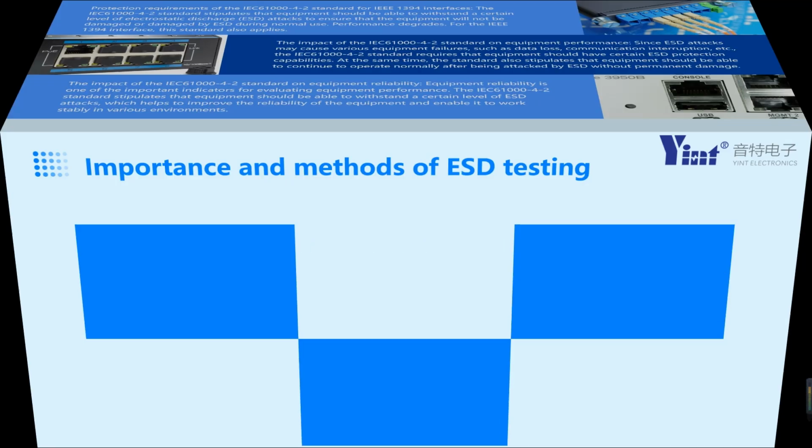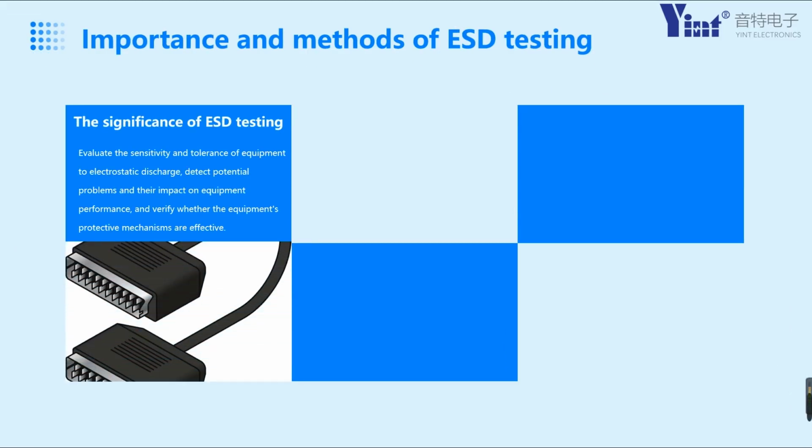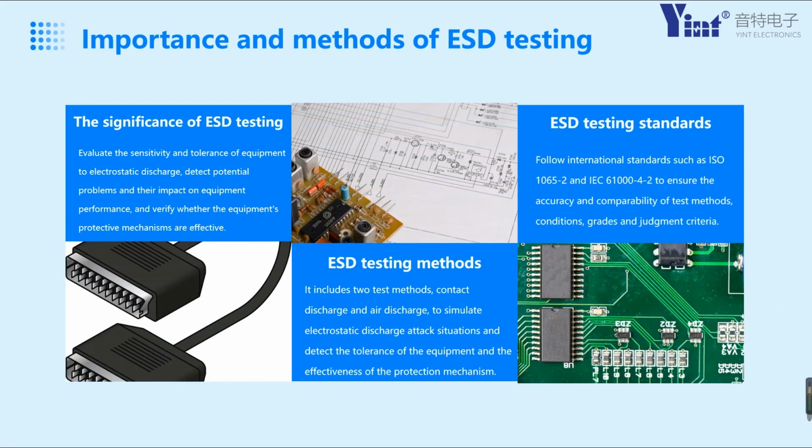The significance of ESD testing. Evaluate the sensitivity and tolerance of equipment to electrostatic discharge, detect potential problems and their impact on equipment performance, and verify whether the equipment's protective mechanisms are effective. ESD testing methods. It includes two test methods, contact discharge and air discharge, to simulate electrostatic discharge attack situations and detect the tolerance of the equipment and the effectiveness of the protection mechanism.